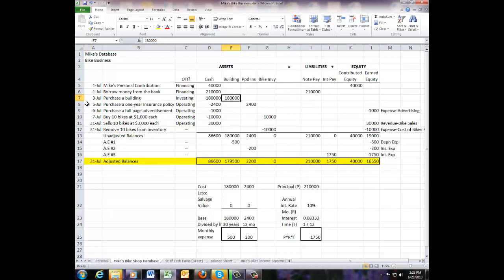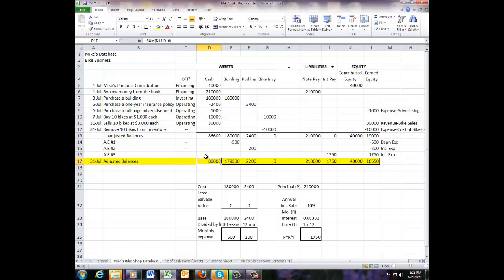He then incurred two regular startup operating costs where he bought insurance for $2,400 and he also bought an advertisement in the newspaper. After that, he bought 10 bikes for $1,000 each, which, as you can see, is classified as an operating outflow. And then he sold the bikes for $3,000 each, and he generated that amount of cash. So Mike started with zero cash at the beginning of the month, and he ended up with $86,600 cash.